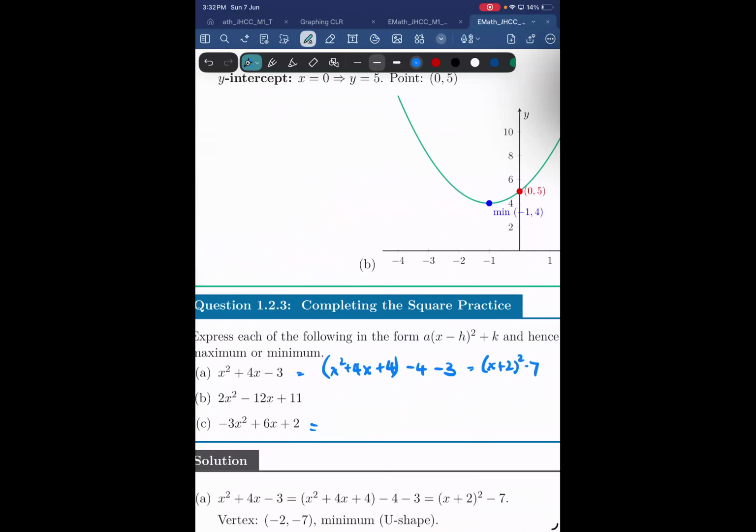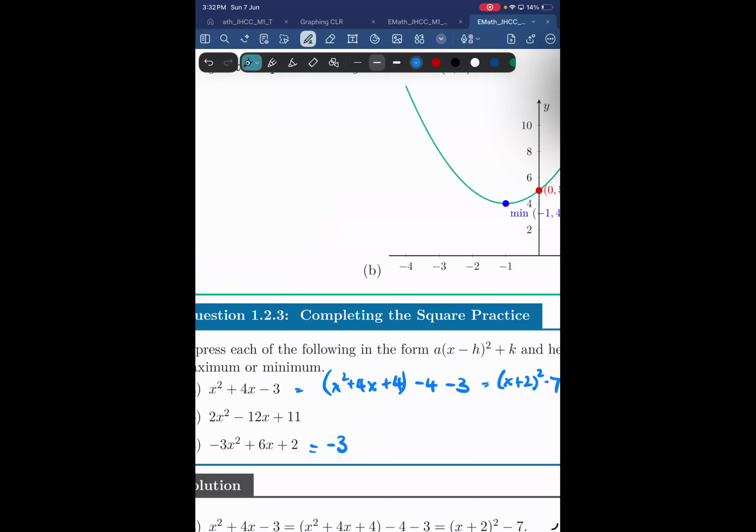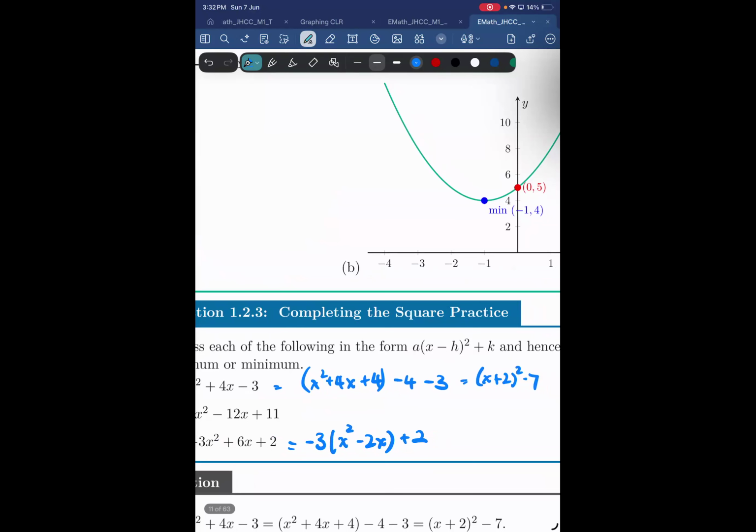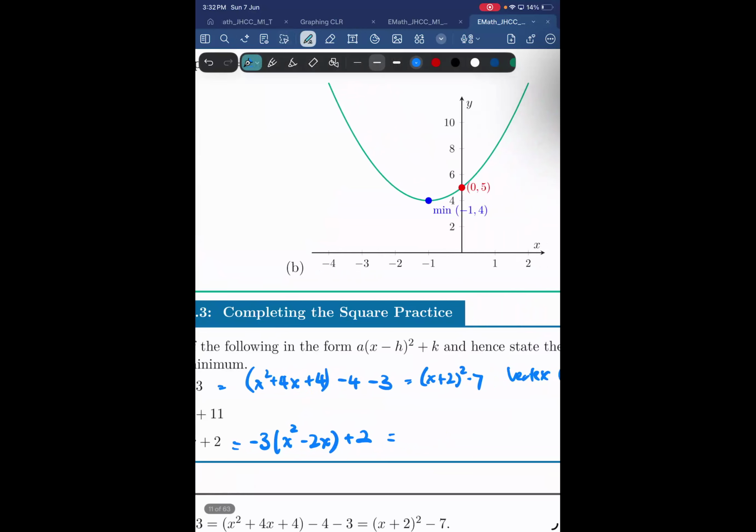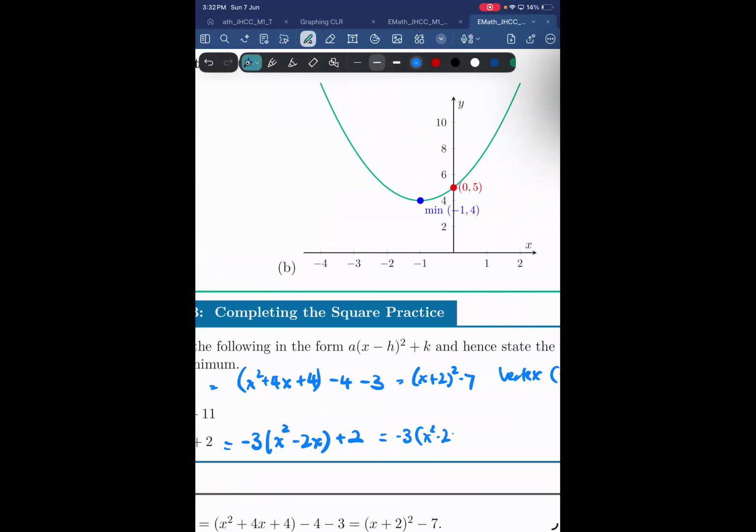So our first step is to always factorize the x squared and the x term. So minus 3 times x squared plus 2x, plus 2. Then what do we do now? The minus 2 we can half it. It's minus 1, then square is 1. So inside the bracket we plus 1 and minus 1. So inside the bracket, x squared minus 2x plus 1 minus 1.